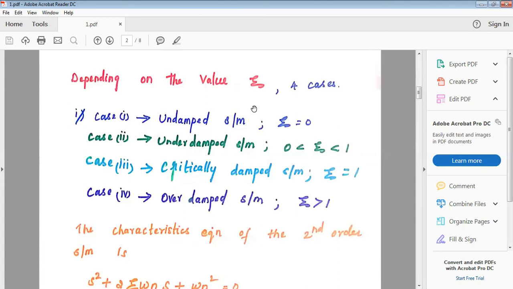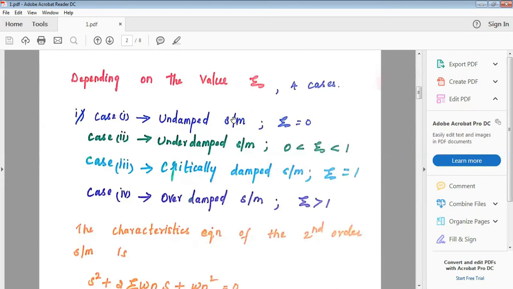Again, we have the overdamped system. In the overdamped system, the theta value will be greater than 1. That is, in an overdamped system, the transient decays exponentially to steady state without any oscillation. It will reach the steady state without any oscillation. So depending upon these 4 cases, here we have the undamped system, right?